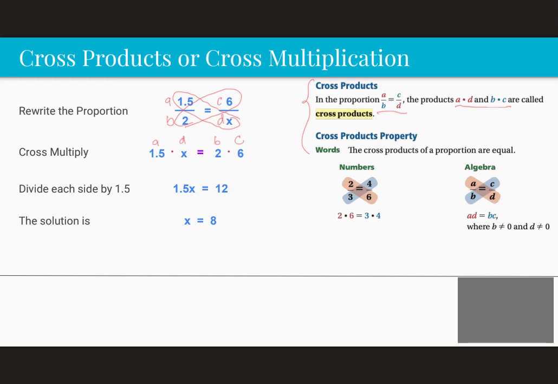And then what we did was we multiplied them, so we get 1.5x and then 12. Then what we did after that is we divided both sides by 1.5, and to get the answer, x is equal to 8.